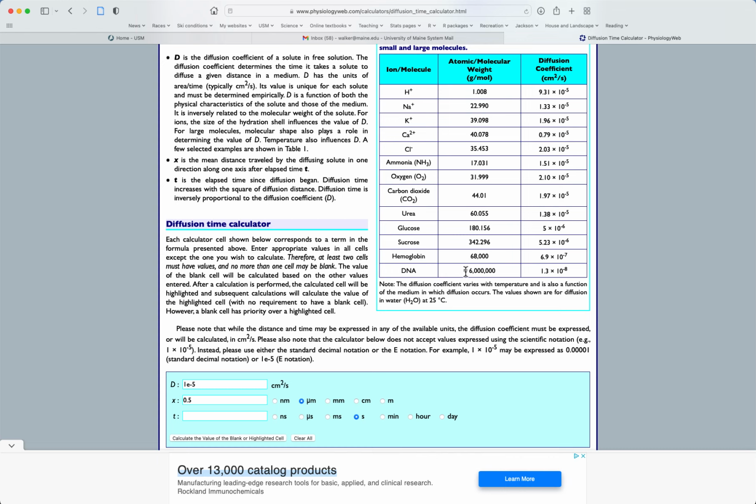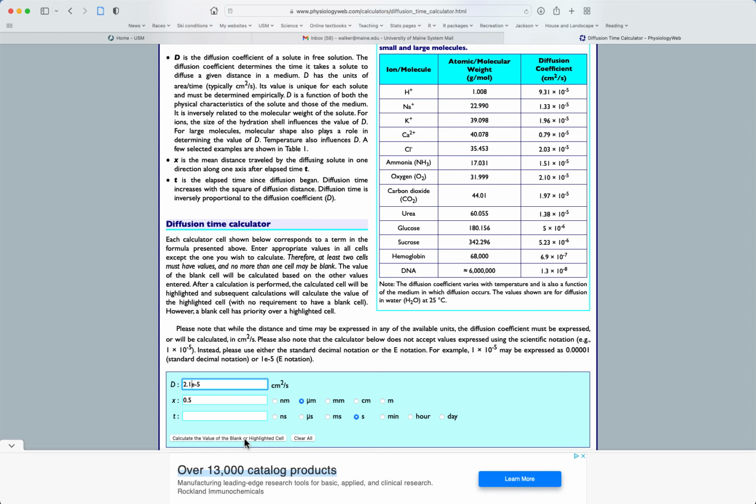And we need the diffusion coefficient for oxygen. So here's oxygen. Here's the diffusion coefficient, 2.1 times 10 to the negative fifth. This is scientific notation. We can't use that in the calculator. We need to use what's called E notation. So we want to put 2.1 E, and then the exponent there, negative 5. Before we hit the calculate button, we want to put the units of time into something reasonable. I'm just going to leave it in seconds here, and we'll come back to what that is.